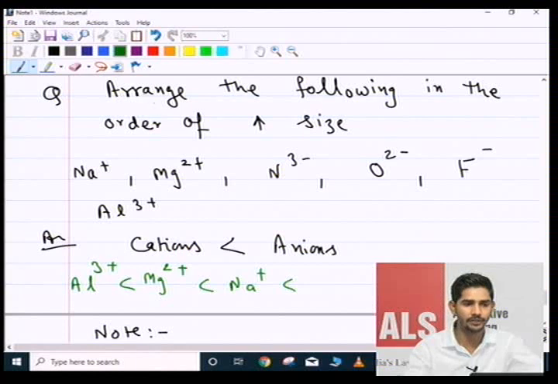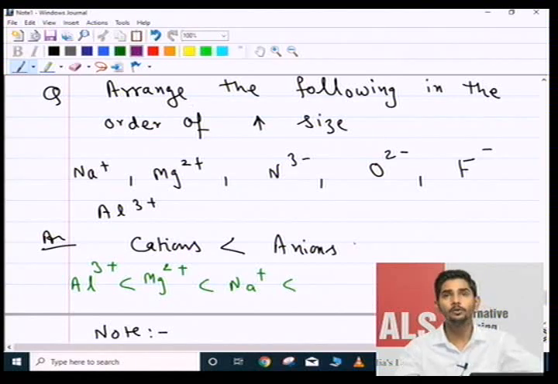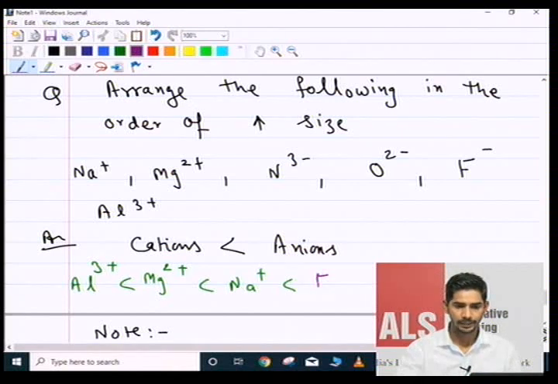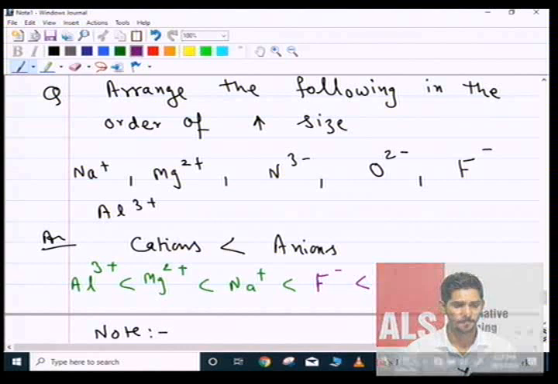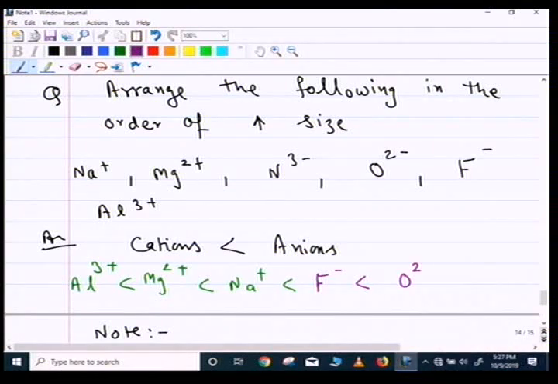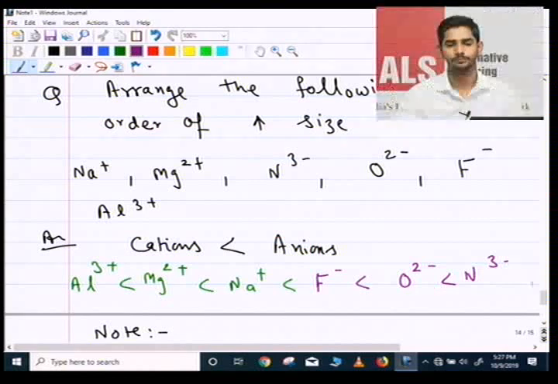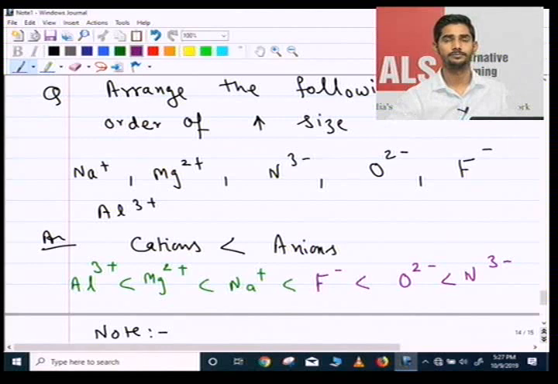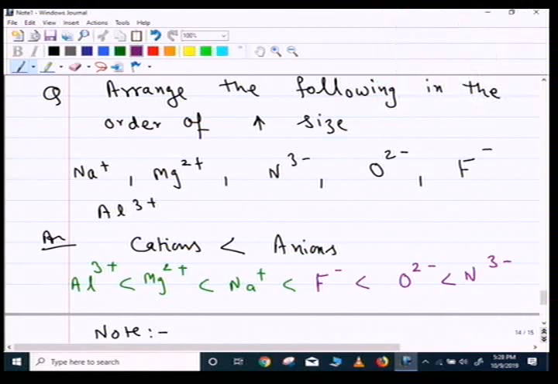Then let's start with the anions. In case of anions, we know that as the charge increases, size also increases. Therefore, F- has the least charge, so its size will be the least among the anions, but obviously it will be greater than the cations. Then O2-, and the last one will be N3-. Guys, does anybody have any confusion or doubt regarding this question? Please copy.